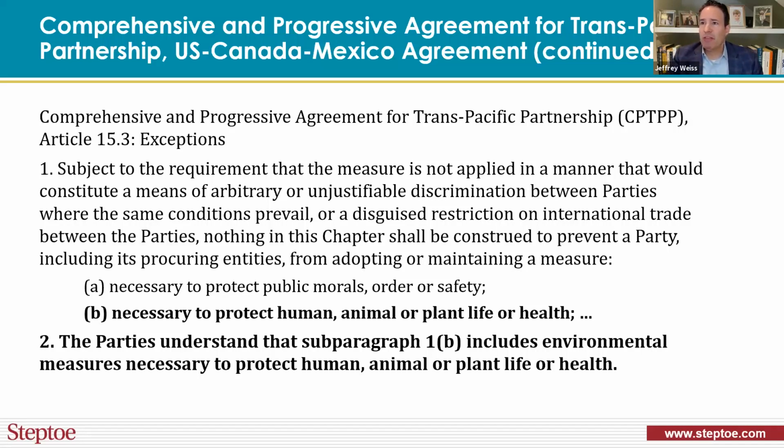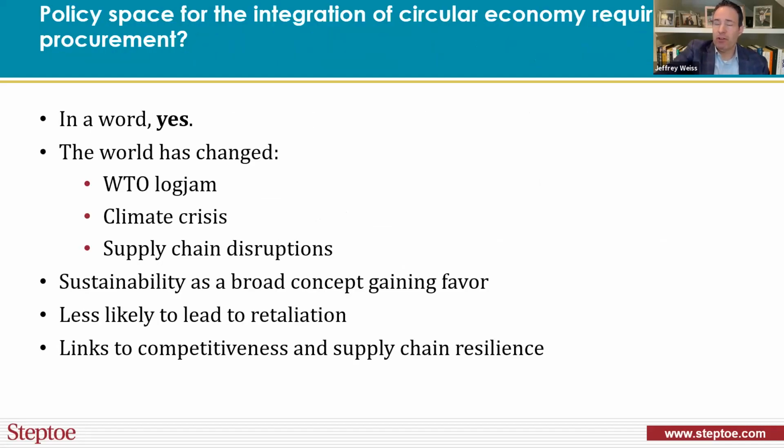Again, I think hopefully everyone's in violent agreement that there are plenty of provisions here that would allow these measures to be taken under existing agreements. So I think we're starting off in a very good position. Now, the question is, is there policy space for doing that? Because these provisions have been there for quite some time.